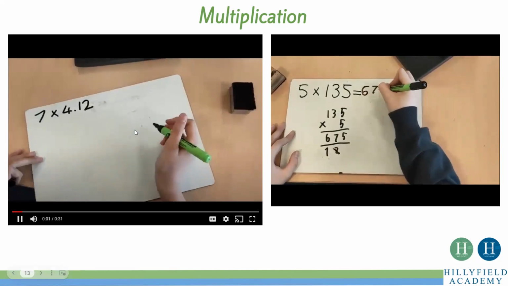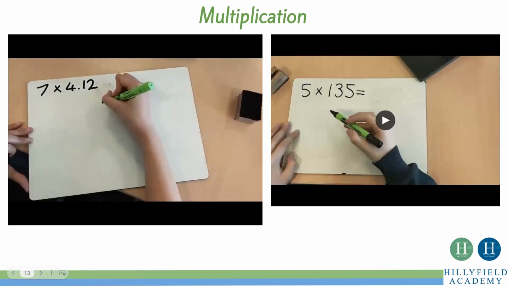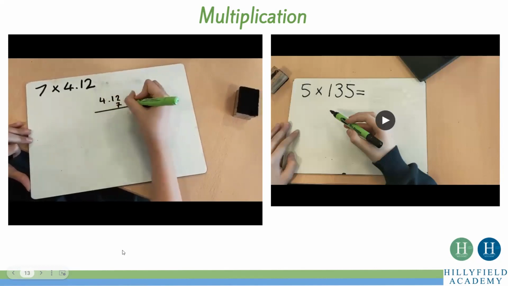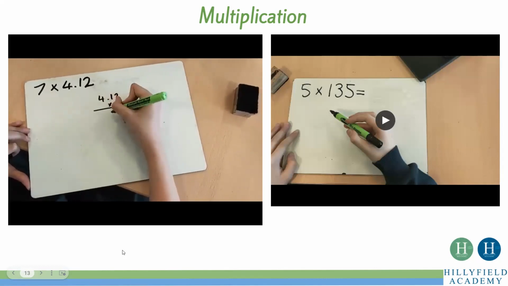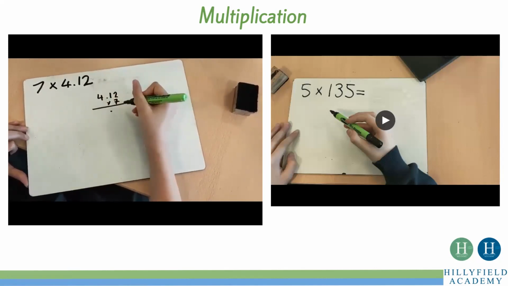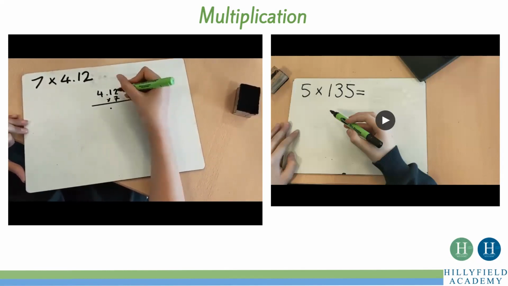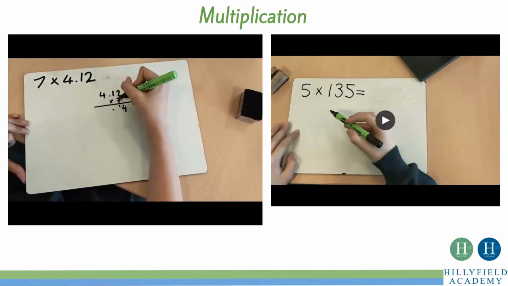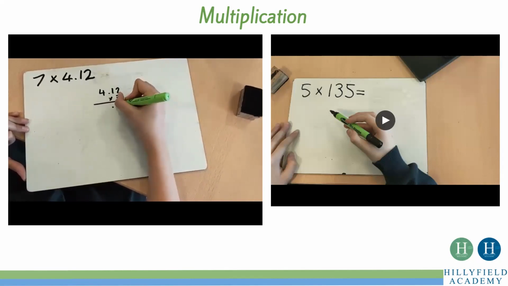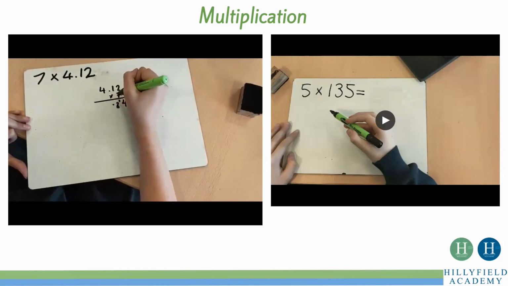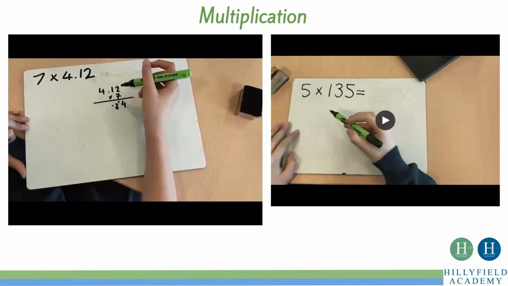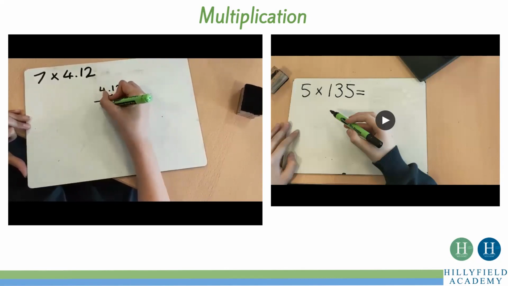As we start with the most digits, we are going to put the 4.12 above 7. And then I like to put a decimal point here just so I can keep track of it. 7 times 2 is 14, and then you carry the 1 over. 7 times 1 is 7, plus 1 is 8. And then 7 times 4, and as they are both in the same units, then you do 7 times 4, which is 28.